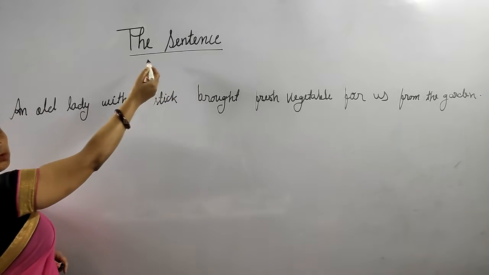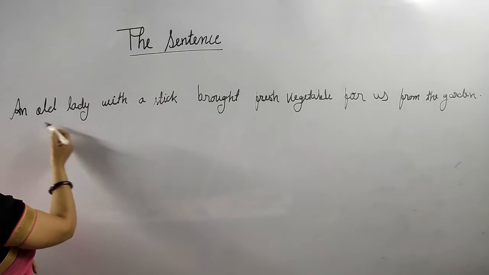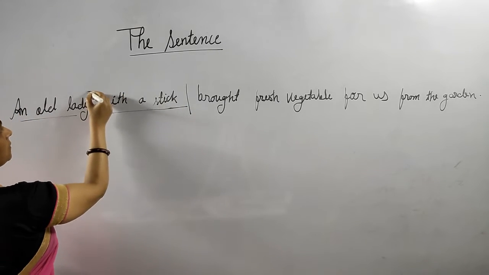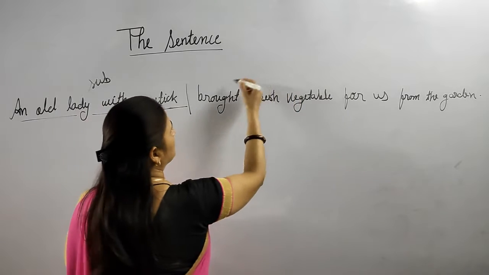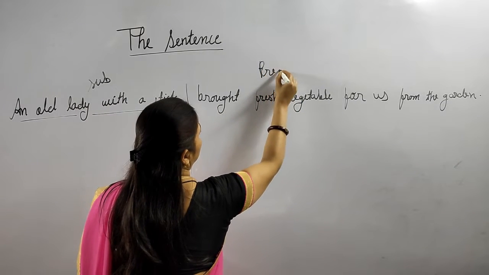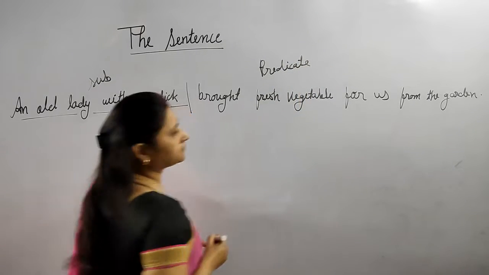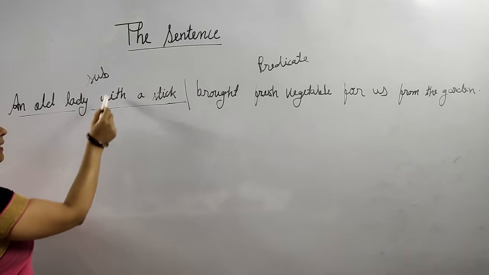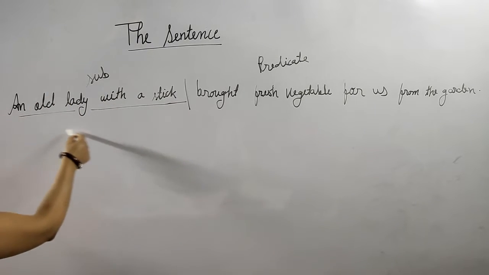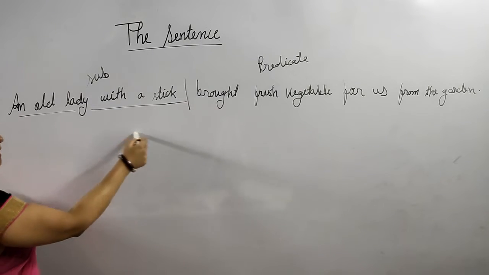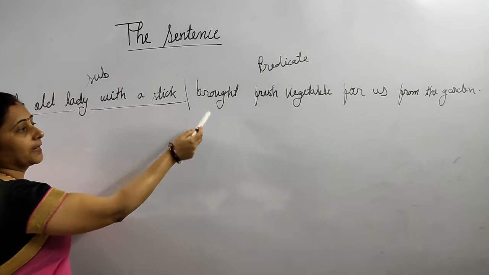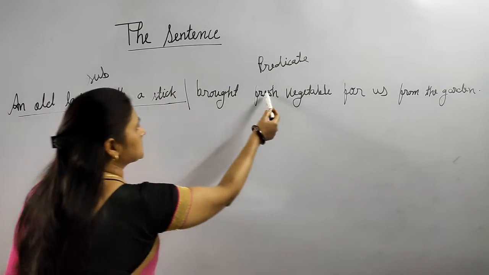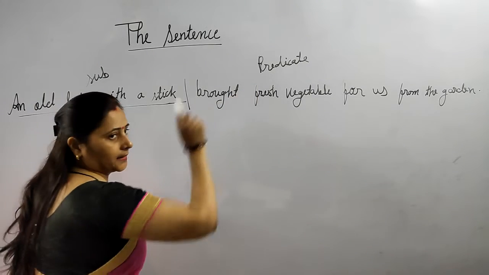As I have already told you, there are two parts of the sentence: subject and predicate. So here you can divide it: this part you can call the subject and this part is the predicate. The part which names the person or thing we are speaking about is called the subject. And the part which tells us something about the subject is called the predicate.